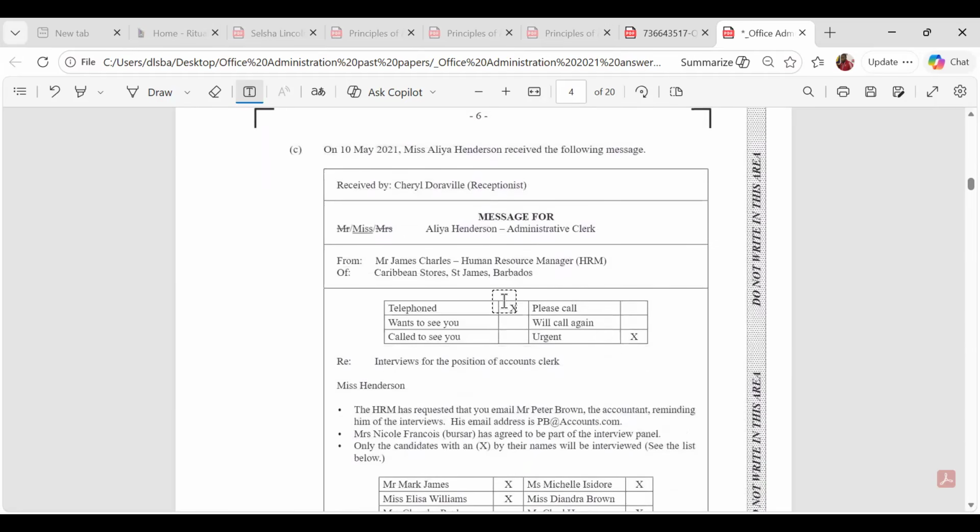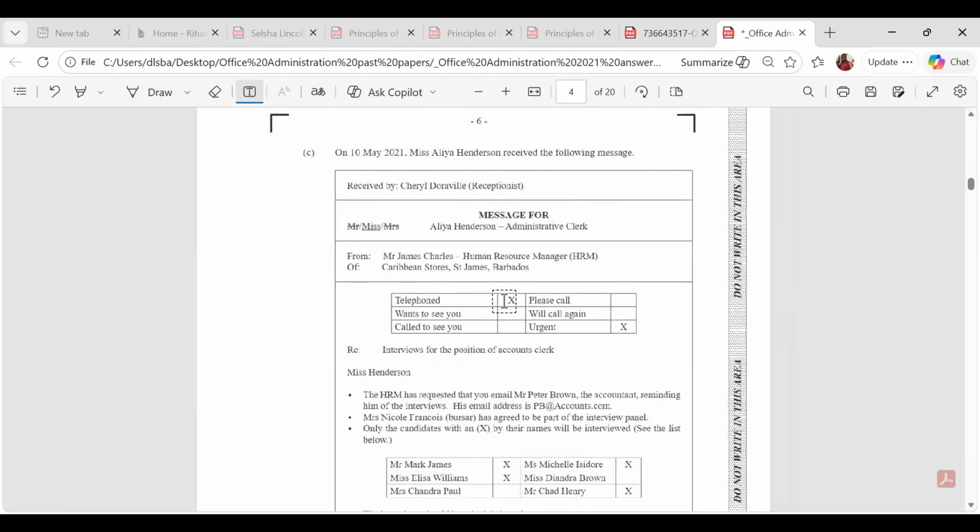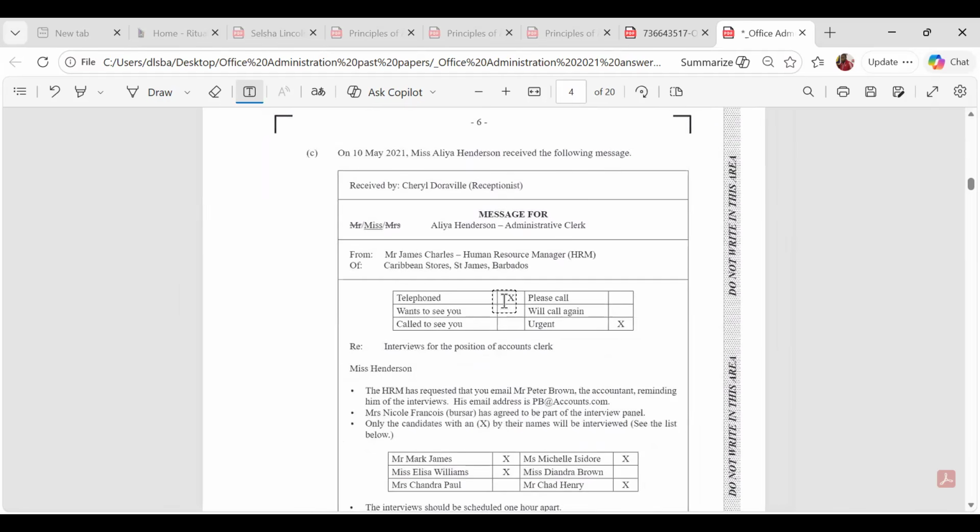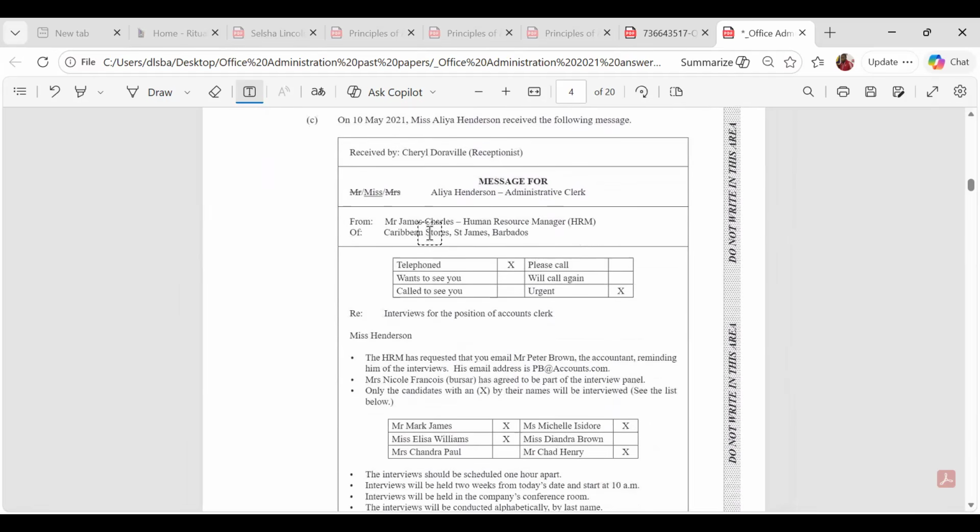Take a look at this now. On the 10th of May, Miss Leah Henderson received the following message. You see who received it? The receptionist. It's for Miss Leah Henderson from James Charles, Human Resource Manager of Caribbean Stores. We see it was a telephone message, and it's urgent.